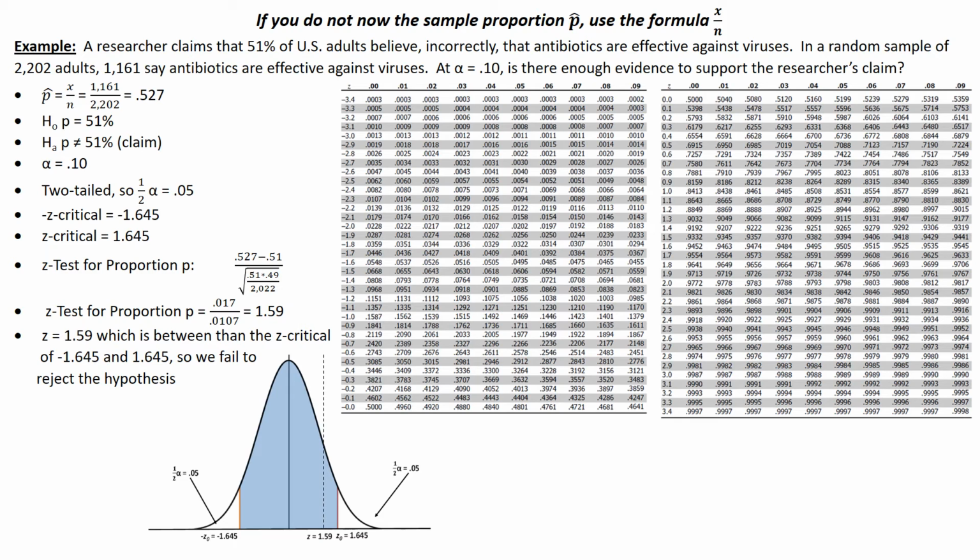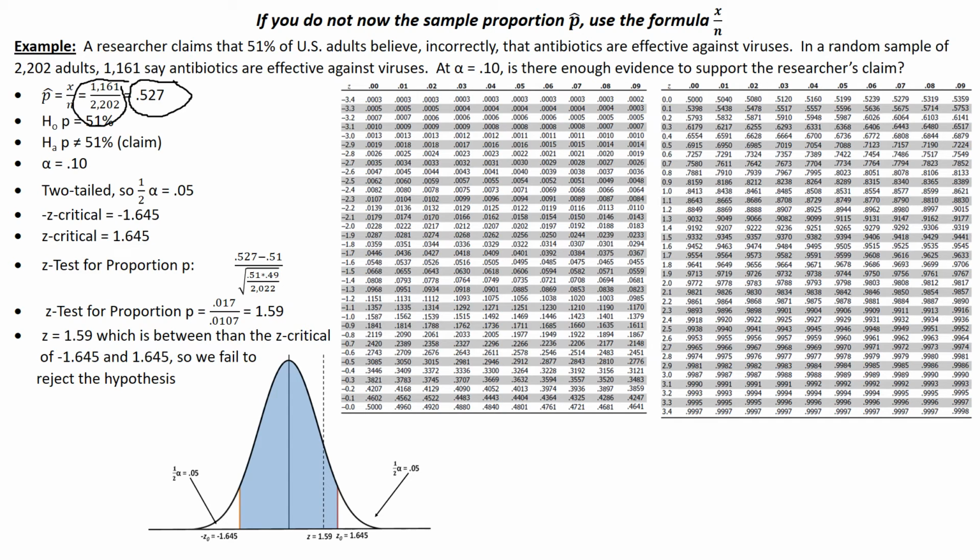Well, let's see what our p-hat is. They don't give it to us. But our sample survey says 1,161 believe antibiotics are effective against viruses out of 2,202. 1,161 divided by 2,202 is 0.527. So that's our p-hat.